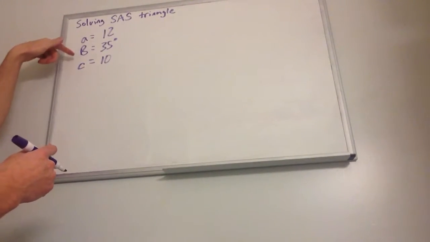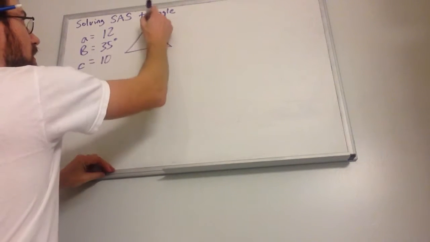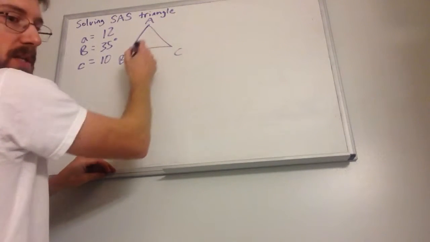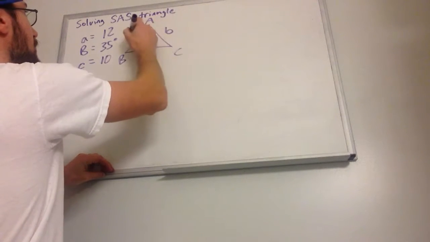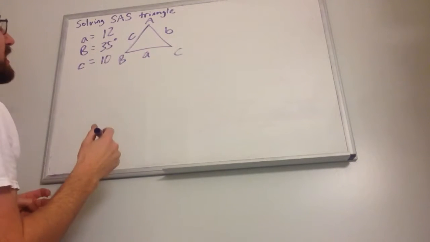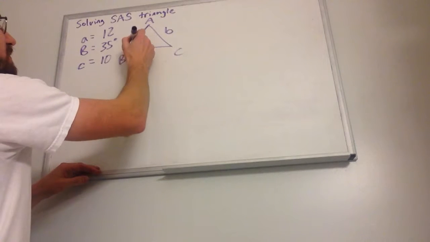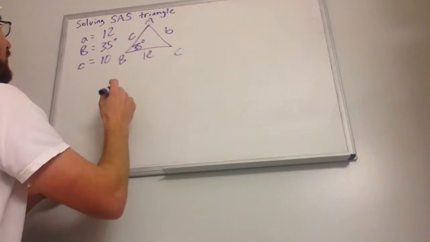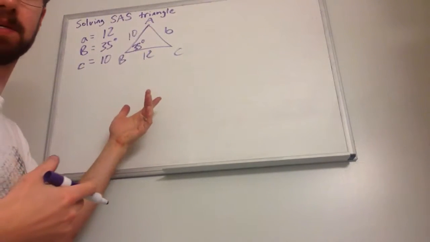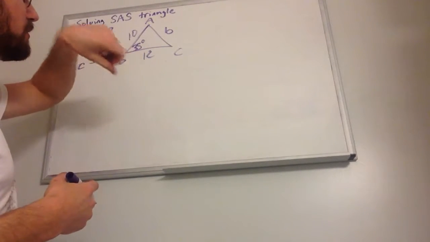I'm given a side, an angle, and a side, so I will start by filling in all the information that I have. So ABC triangle, A is 12, so we'll throw a 12 there, B is 35 degrees, our one angle that we have, and then side C is 10. So if you look at this, we've got it set up in the diagram now. I've got a side, an angle, and a side as I go around the triangle.